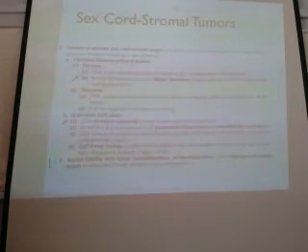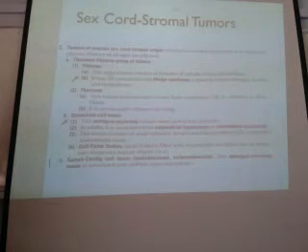Okay, sex cord stroma, the tumors arising from this stroma. These are divided into fibroma, thecoma, and granulosa cell tumor. And just remember a few points. Fibroma, you know, is a tumor of fibroblasts, and it is associated with Meigs syndrome. What is Meigs syndrome? Ovarian fibroma, ascites, and hydrothorax.